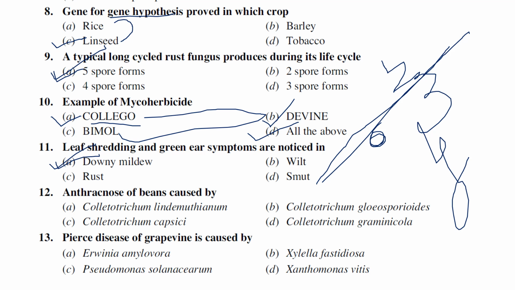So it is caused by Colletotrichum lindemuthianum, Colletotrichum gloeosporioides, Colletotrichum capsici, Colletotrichum graminicola. So bean anthracnose is caused by Colletotrichum lindemuthianum. It's a very, very important one.